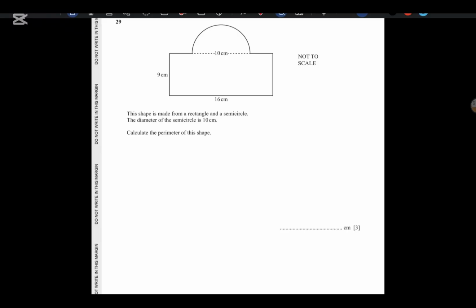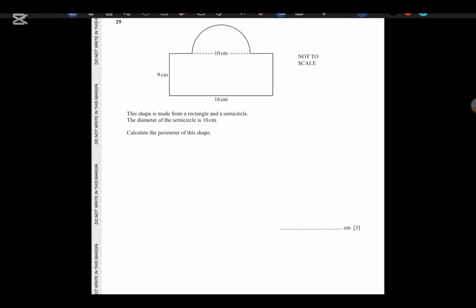Question number 29. This is the shape given here. This shape is made from a rectangle and a semicircle. So rectangle is there and a semicircle is there. Calculate the perimeter of this shape. Perimeter means we need to take the outline of this shape only. So we have to add these two, 9, 16 and again 9 here. Add these three sides and take this out of 16. You have to subtract this part, add these two parts and then add the circumference of this circle.